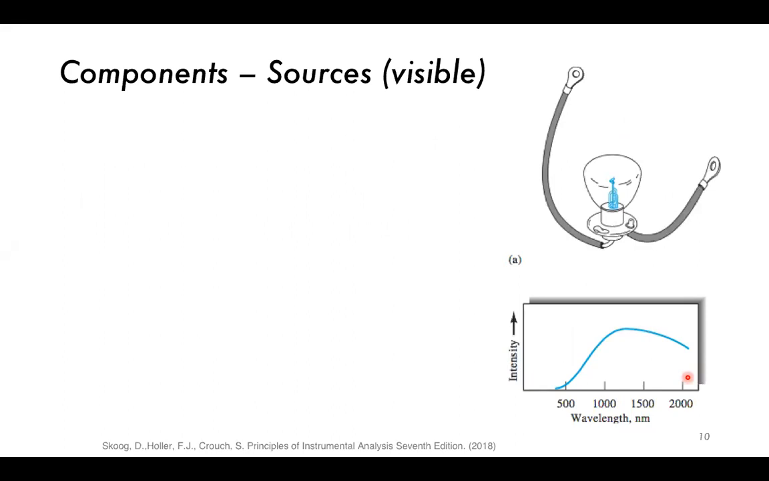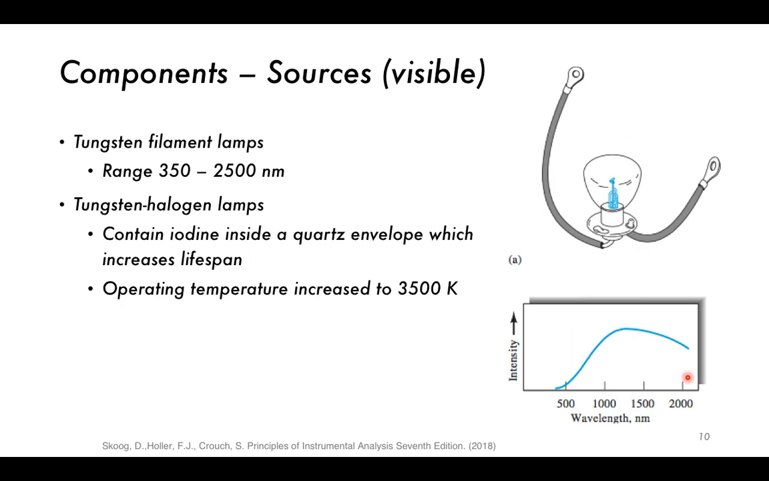Now, sources for visible light: we have tungsten lamps. These have a range between 350 and 2500 nanometers. They really are just resistance lamps. You pass an electrical current through them, it heats up, and produces light. A bit like the old style light bulbs, not so much now, but maybe like 10 or so years ago.